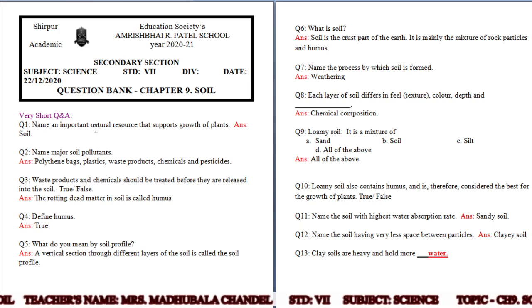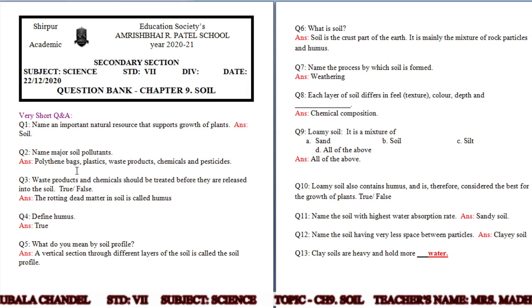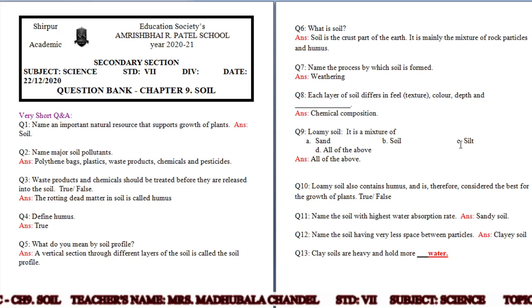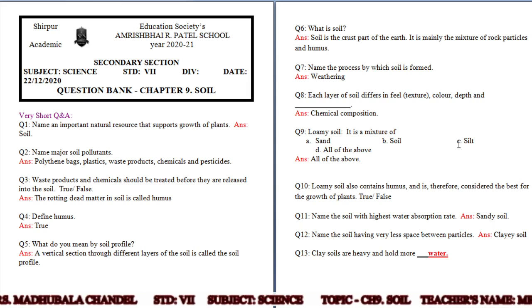For example, name an important natural resource that supports the growth of plants, that is soil. Name major soil pollutants: polythene bags, plastics, waste products, chemicals and pesticides. So you can see only one word or one sentence you have to write. Now you need to write all these questions and answers in the foolscap paper and submit to me.